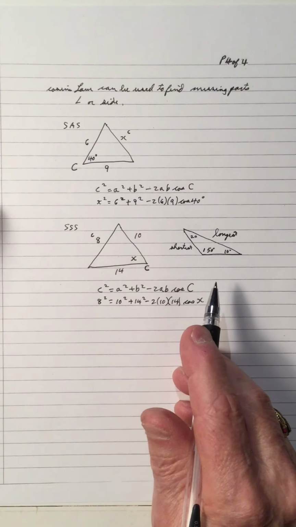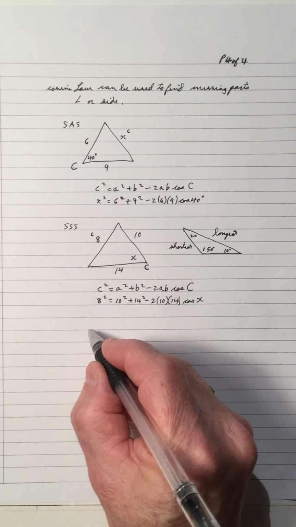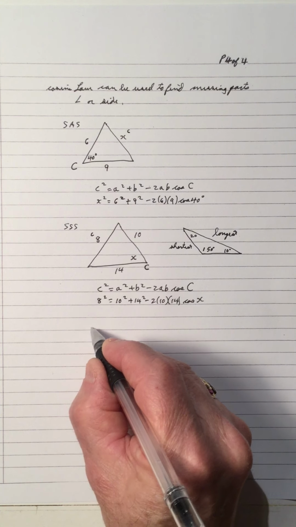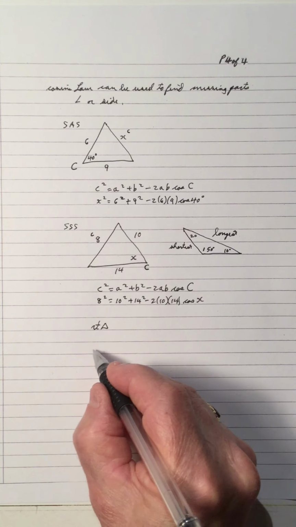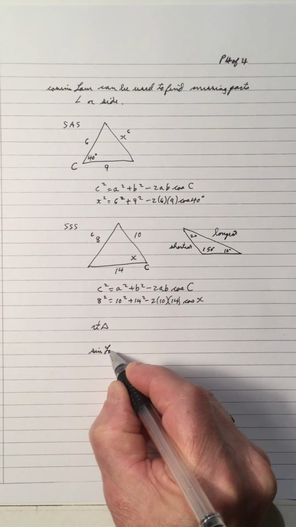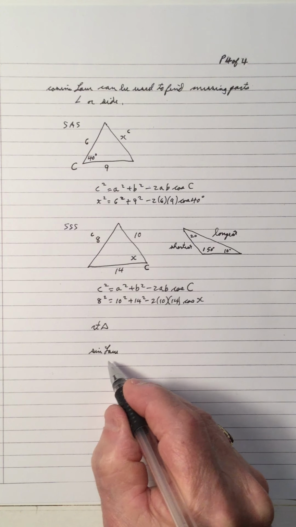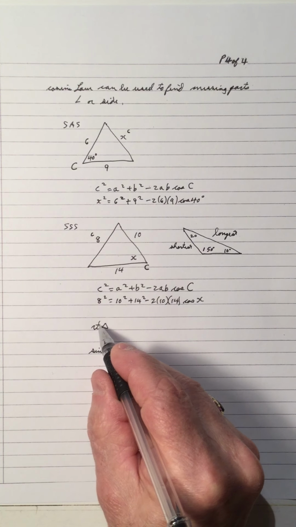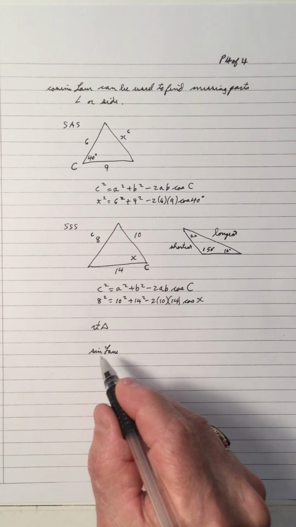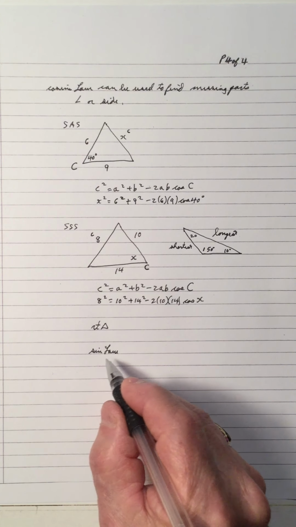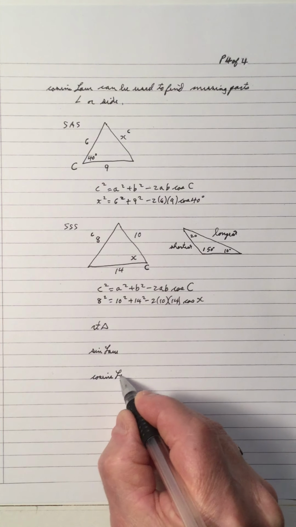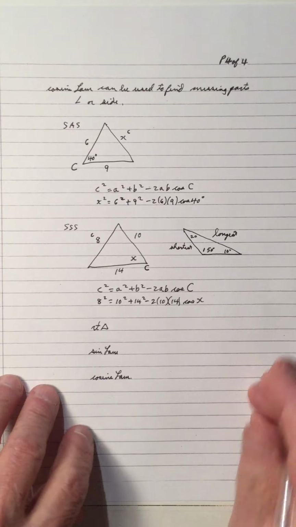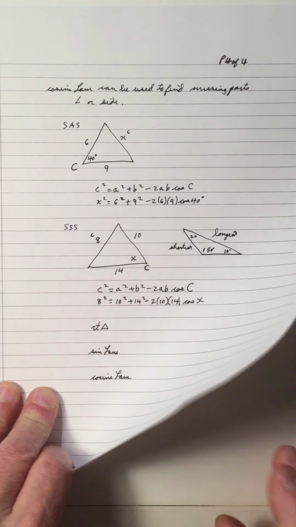And again, just to review, how do you know what to do? When you're trying to find a missing part, you say, is it a right triangle? Yes or no. If not, then can I use the sine law? Do I have a side and an angle opposite? No. If you can't use the right triangle because there's no right angle, and you can't use the sine law because you have no side and opposite angle, then you have to use the cosine law to find the missing parts to solve the triangle. That's the pattern that I use for it all.